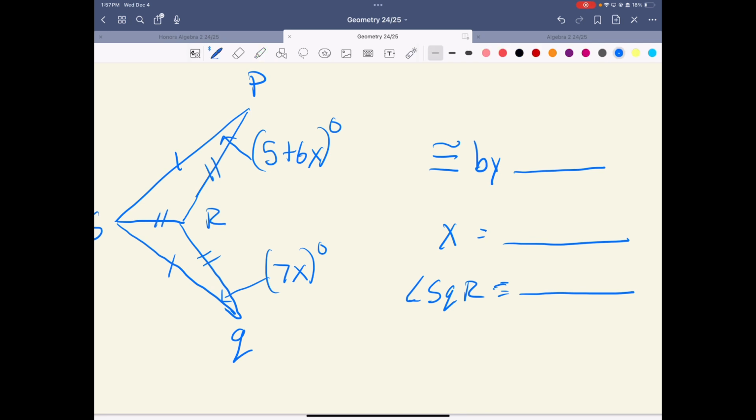So it is side, side, side. So 5 plus 6x is equal to 7x. Hey, easy math this time. X is equal to 5. 7 times 5 is 35.